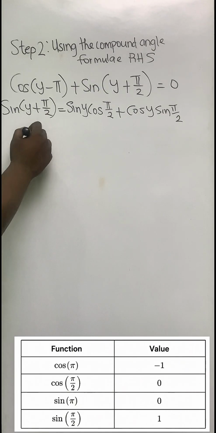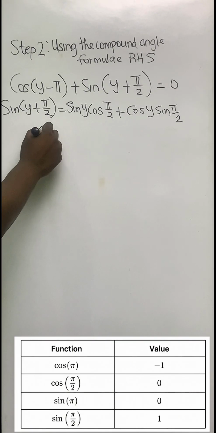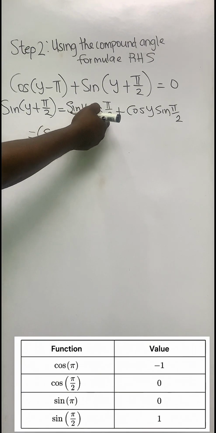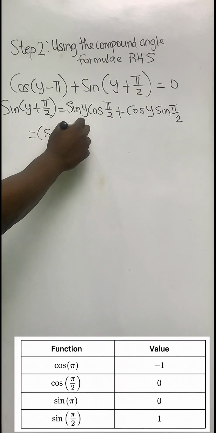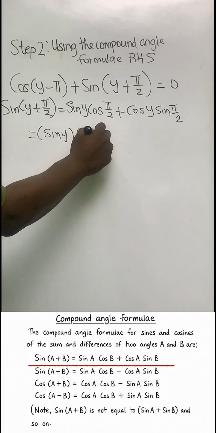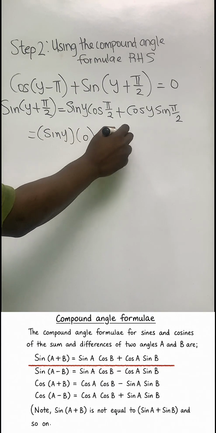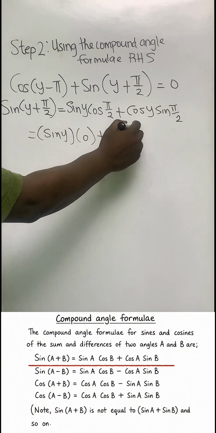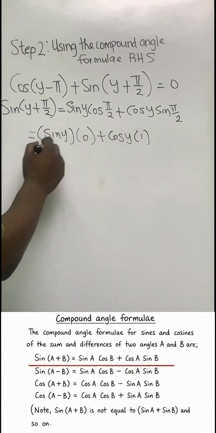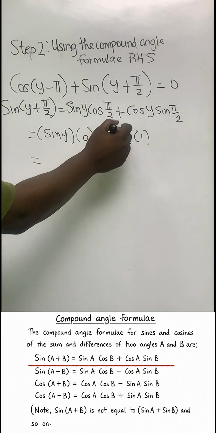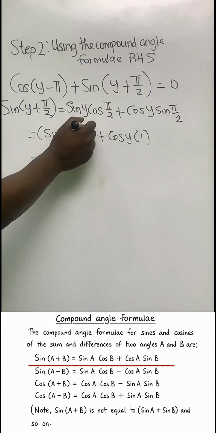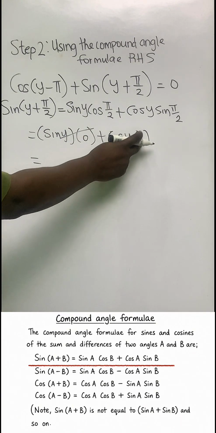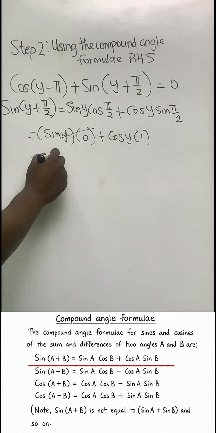Then going forward, we'll have sin y, then cos π/2 is going to give us 0, then plus cos y, then sin π/2 will give us 1. So sin y multiplied by 0 will give us 0, and 1 multiplied by cos y will give us cos y.